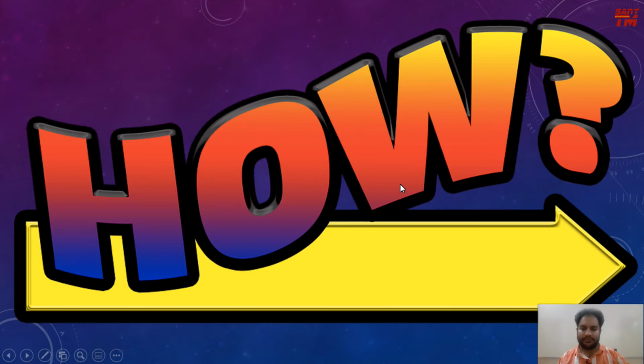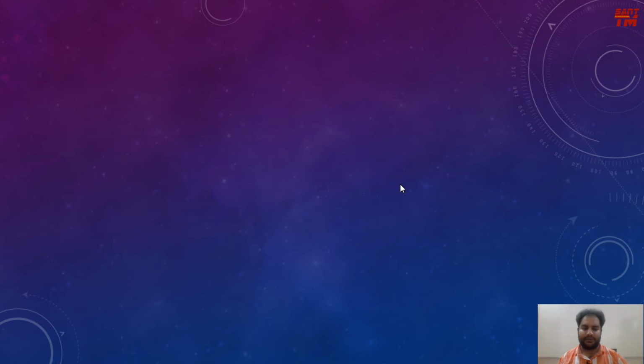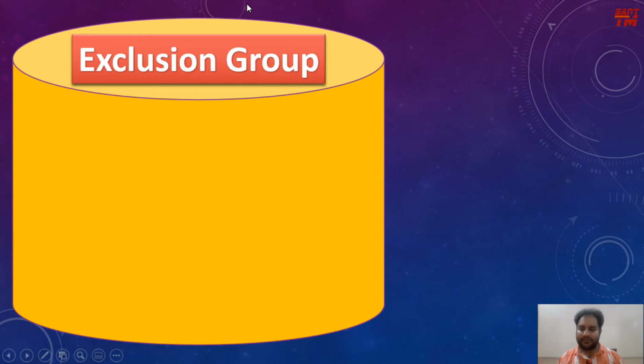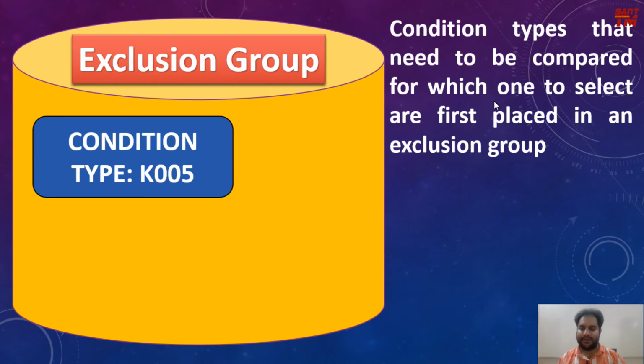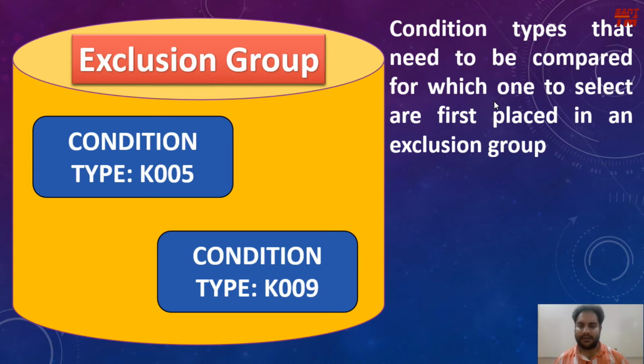Okay, so the point is how they should be excluded. See here, first of all, to exclude a condition, an exclusion group would be created. What is an exclusion group? Condition types that need to be compared to decide which one is selected are placed in this condition exclusion group. Suppose we have placed condition type K005 and condition type K009 in this exclusion group. That means we have to compare these 2 conditions and choose which of them should be applied in the SAP system while billing.